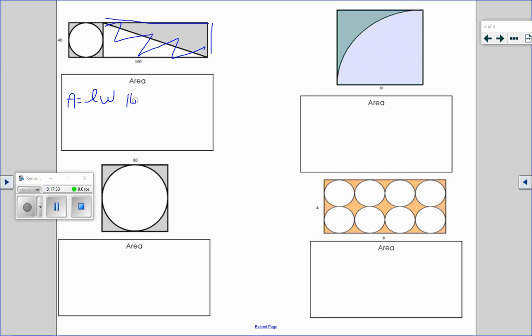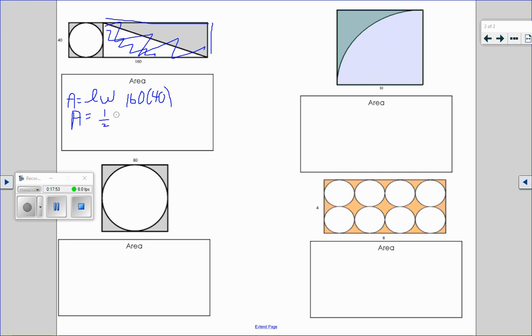So 160 times 40, and that gives you the area of the whole rectangle. And then we need to take this one away because we don't want that part. And that shape is a triangle. Not a half of a triangle, it's a triangle. Use the same triangle formula all the time.